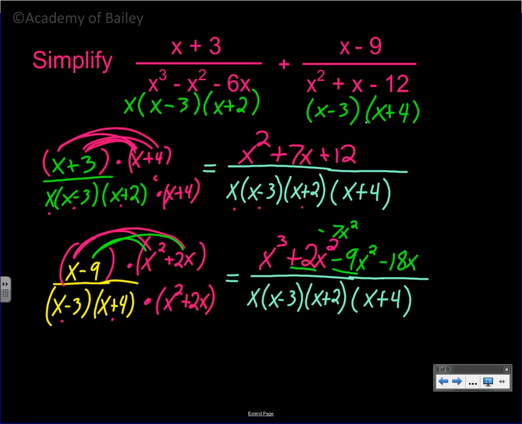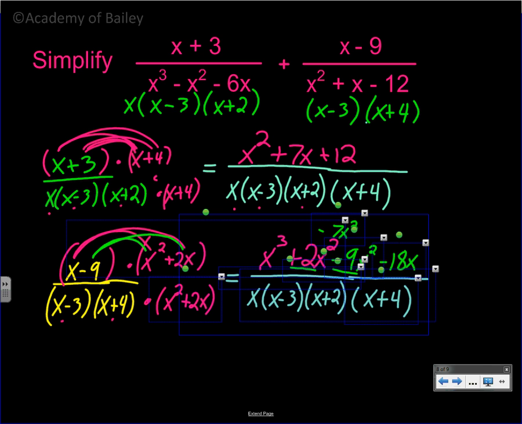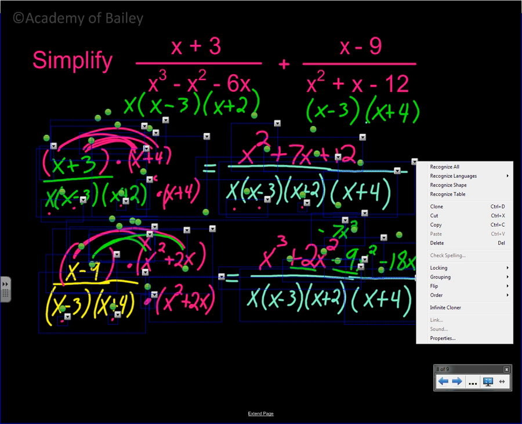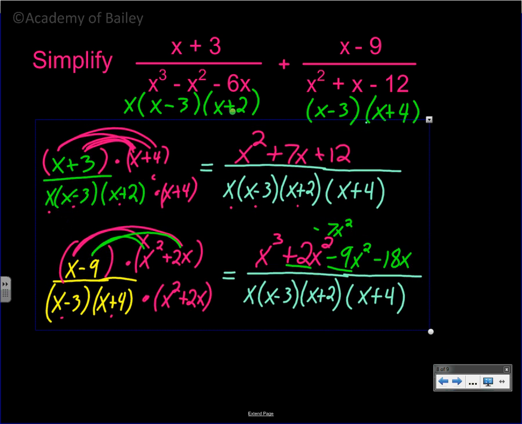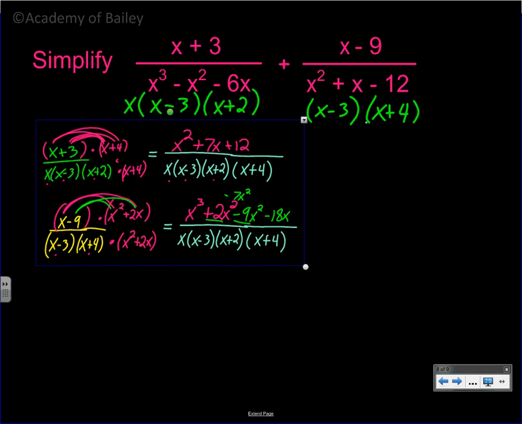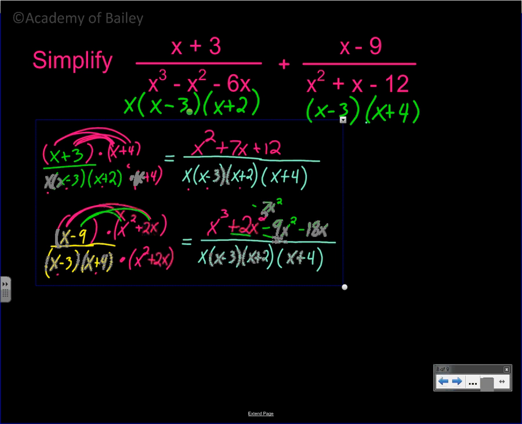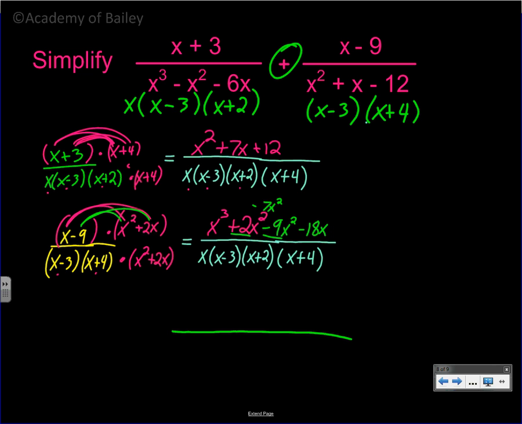Okie dokie. Let me see if I can make this a little bit smaller, so that way we can finish. Hope that's not too small. Okay, we have an addition problem. So let's go ahead and write the common denominator. It is this.